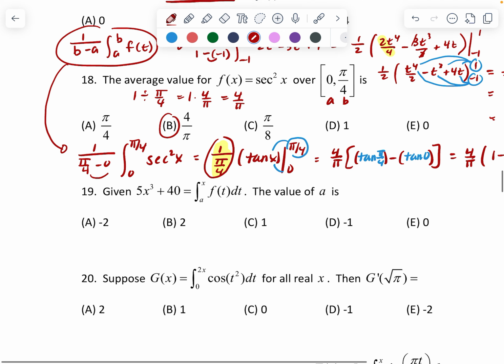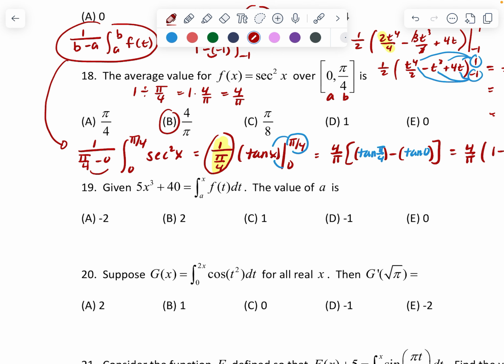Okay, this one, kind of a funky little question. They want you to find the value of a. So I have no idea what that is. That's what I'm looking for. So let's look at this. To get to a, the first thing that I could do, I need to get rid of that integral somehow. So let's maybe take the derivative of both sides. If I take the derivative of this, I'm going to get 15x squared. The derivative of 40 is 0.